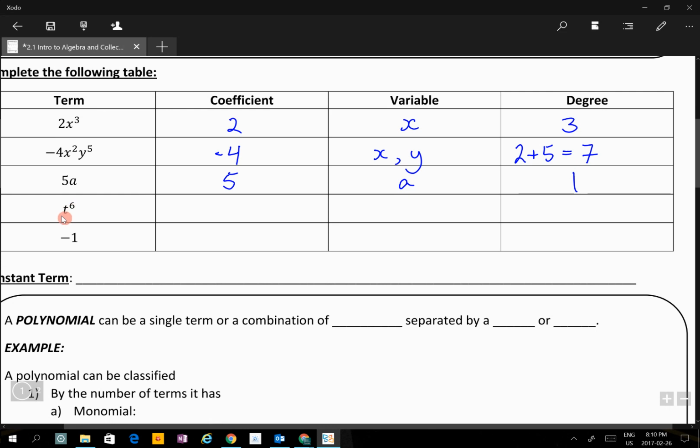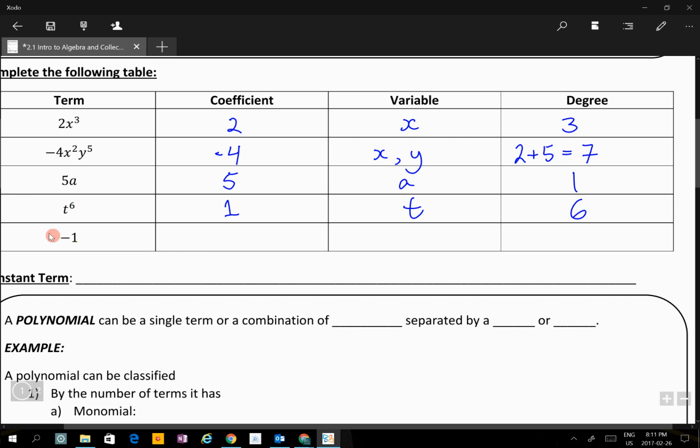t to the power of 6. Sometimes we use t as a variable, and t can denote time in an application problem. So t is my variable. And my coefficient, if you see no number in front of the variable, then the coefficient is that invisible 1. So that's the 1. And my exponent here is 6. And since there are no other variables, that means my degree is going to be 6 for this term.